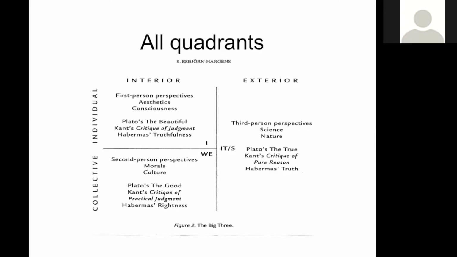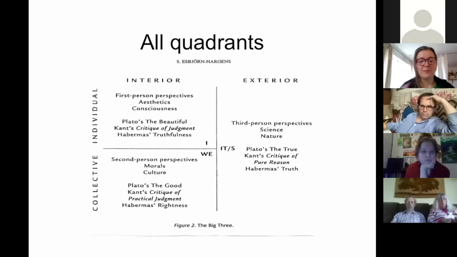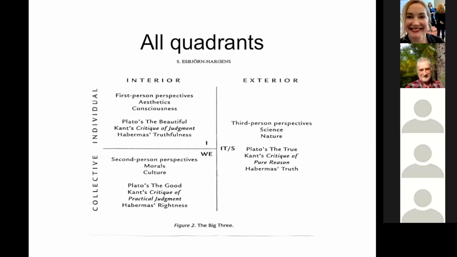So throughout history, in philosophy and perspectives, there have been three major perspectives: the first person, second person, and third person. The first person perspectives tend to be about aesthetics and consciousness, and famous philosophers like Plato wrote about the beautiful. Kant has a book called The Critique of Judgment. Habermas has the idea of truthfulness.